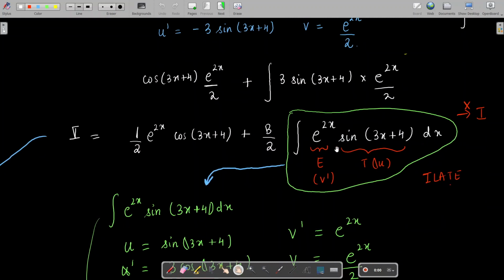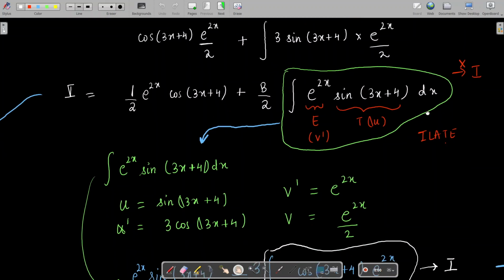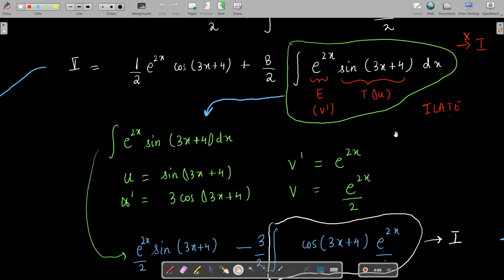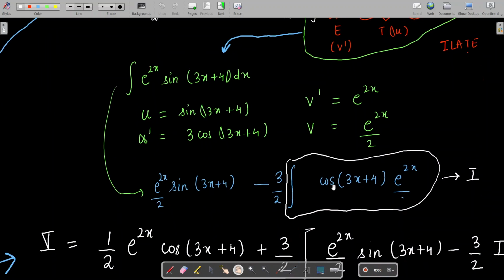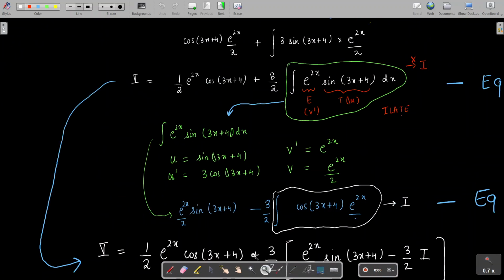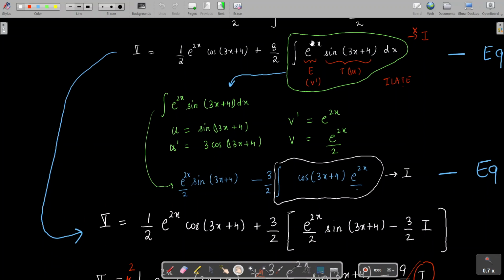Then we notice that we are again left with this type of integral. So now we will apply integration by parts one more time. And when you apply it one more time to this integral, inside the green bubble, you will get these two terms, and you will realize that this term inside the white bubble is nothing but I. It's nothing but the original question that we started with.